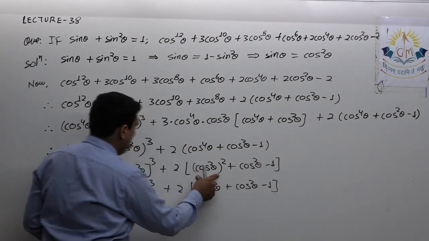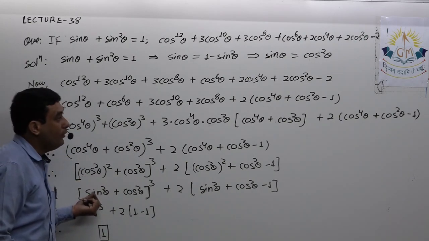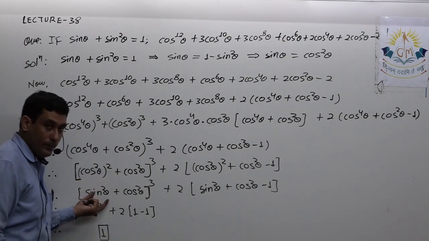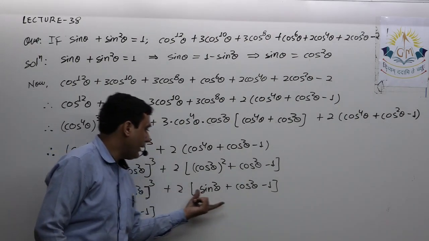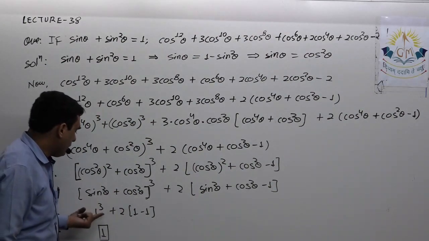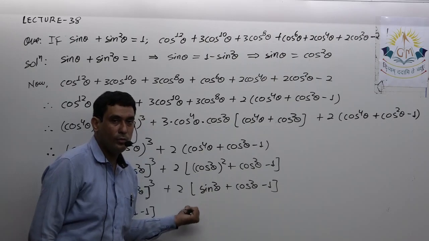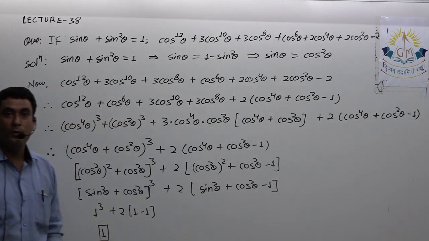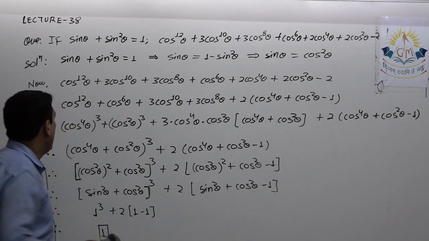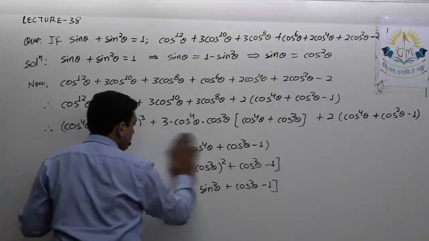Here again I did the same thing, and at the place of cos square theta I put the value sin square theta, so this will become sin square theta. Similarly this became sin square theta. Now sin square theta plus cos square theta is 1, here again it is 1. 1 minus 1 is 0, 0 into 2 is 0. So I am left with only 1 cube, which is equal to 1. So I hope this is clear to you. Now we'll see the next question.